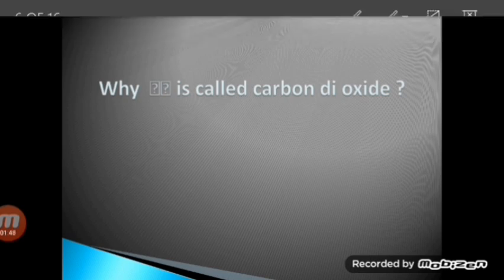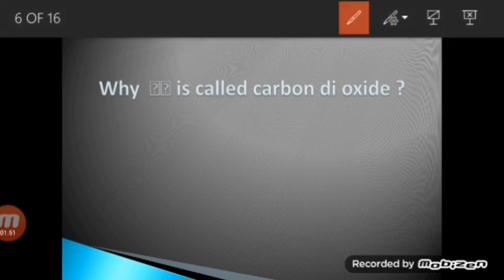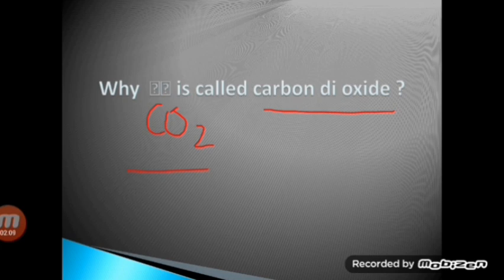Why is CO2 called carbon dioxide? Why is this specific name used for it? Actually, all compounds have particular names. There is a complete nomenclature and there are certain rules which assign names to the compounds. So we will be doing it in detail.